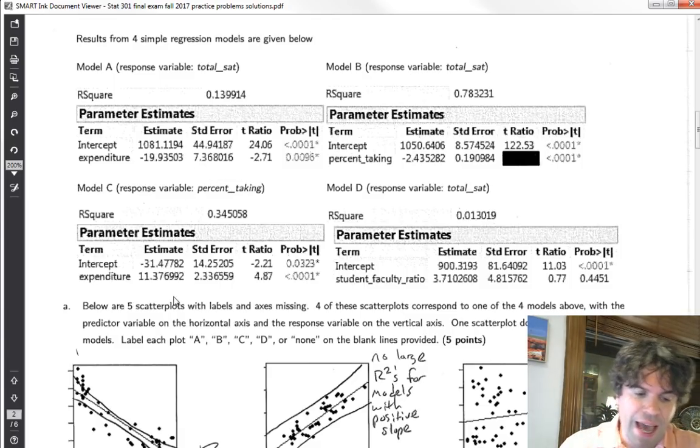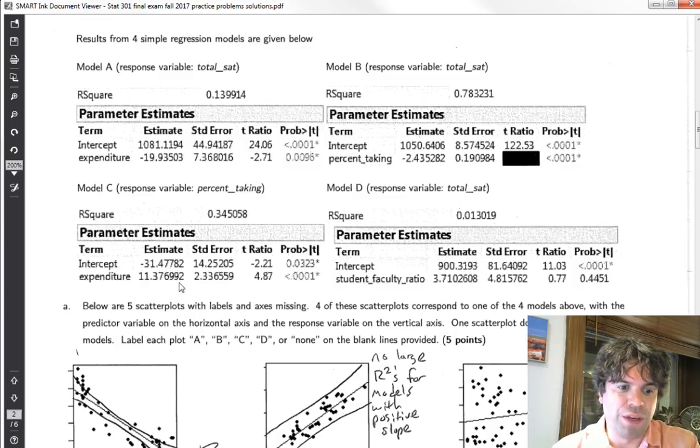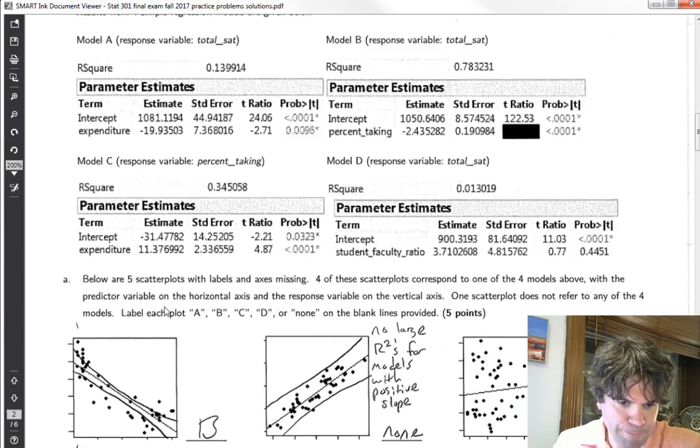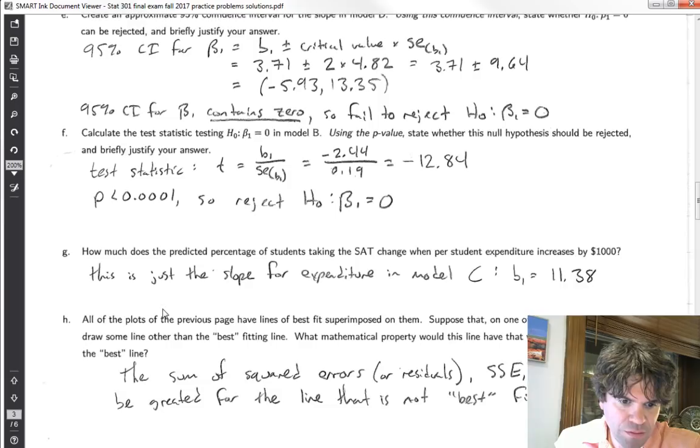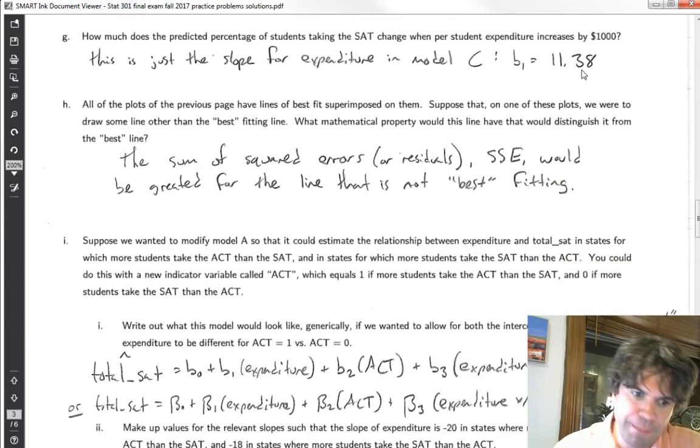So we're saying as expenditure increases by $1,000 per student on average, we see an associated increase in the percentage of students in that state taking the SAT of about 11.38%. Okay, and there's the 11.38.